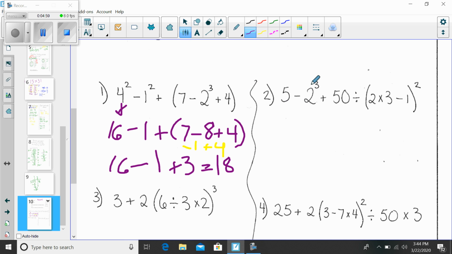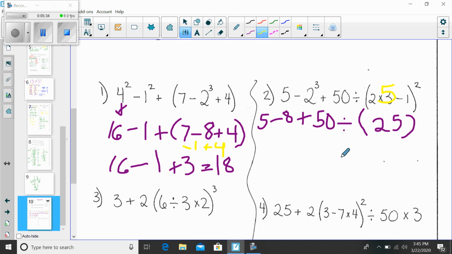So 2 cubed means 2 times 2 times 2. So this would be 5 minus 8 plus 50 divided by, and then within the parentheses, that's its own order of operations problem. So I'm going to do the multiplying first and then the subtracting. So that would become 5. 5 squared is 25. All right, so within this box here, I got 5. And then I squared it.